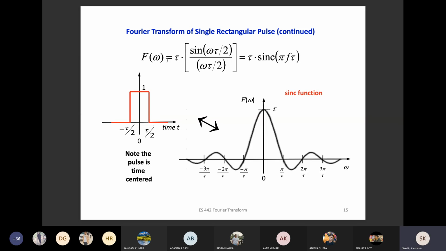Now F(omega) is a sinc function, which, if you remember, is sin x by x. Note that the pulse is not centered. So this is a sinc function, and the sinc function multiplied by tau is the value.